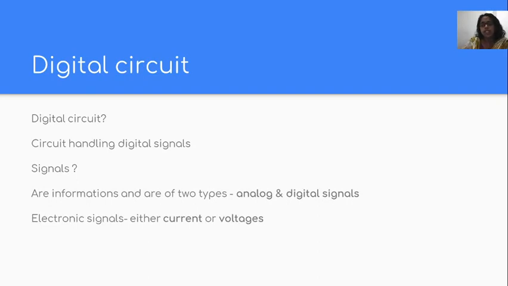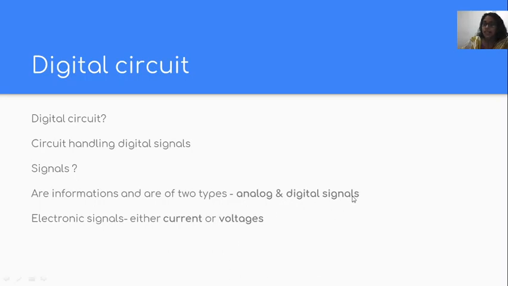Before going into details of logic gates, dear students, you should understand that we have circuits known as digital circuits. The question is, what are digital circuits? Answer: these are the circuits handling digital signals. Okay, then what are signals? These are information and are of two types: analog signals and digital signals.